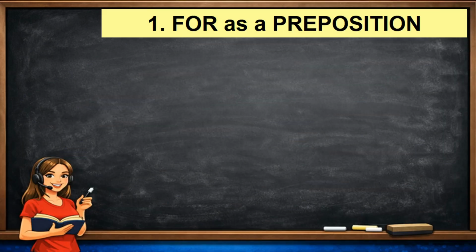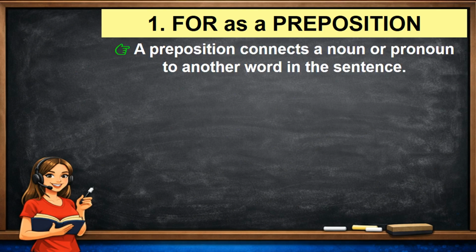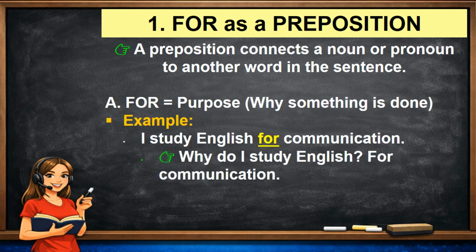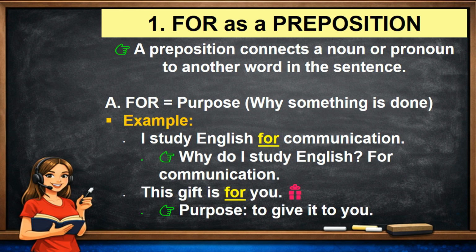1. For as a preposition. First, the most common use. For as a preposition. A preposition connects a noun or pronoun to another word in the sentence. As a preposition, for is used to show A, for as a purpose, or why something is done. Example, I study English for communication. See, why do I study English? For communication. Another example, this gift is for you. Again, the word for in this sentence shows purpose, to give it to you. Easy, right? Next.